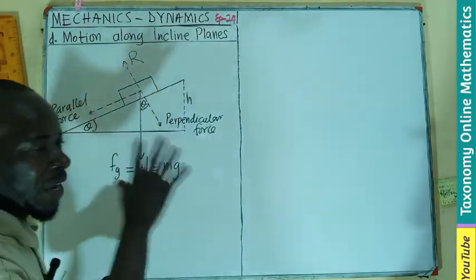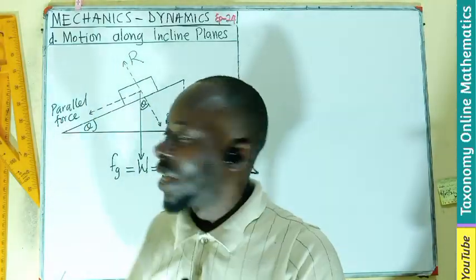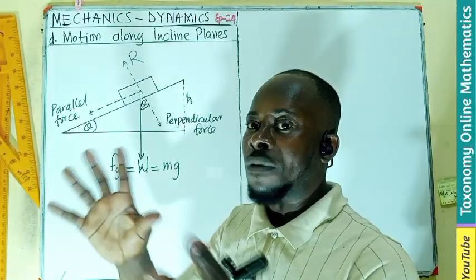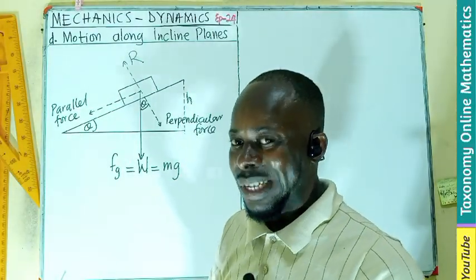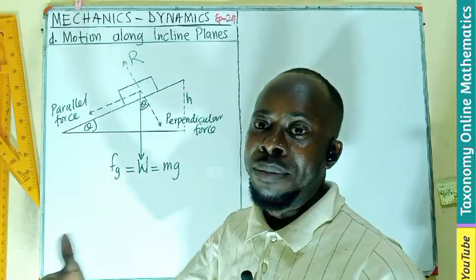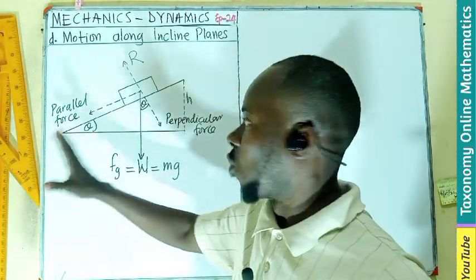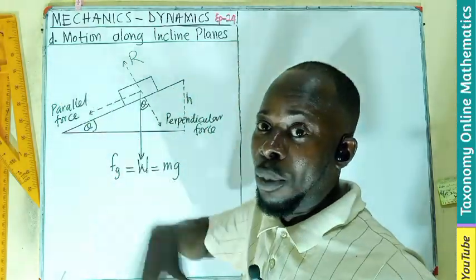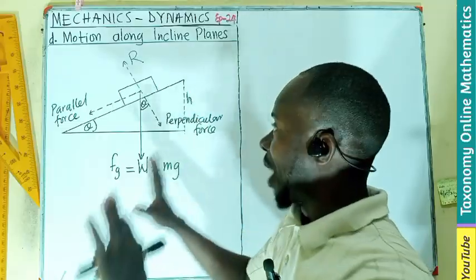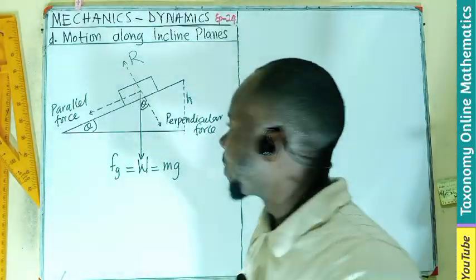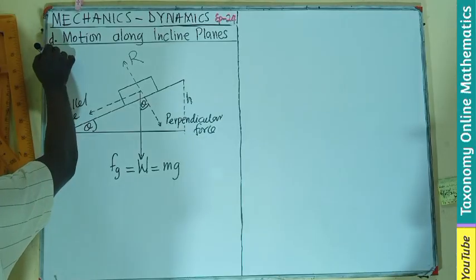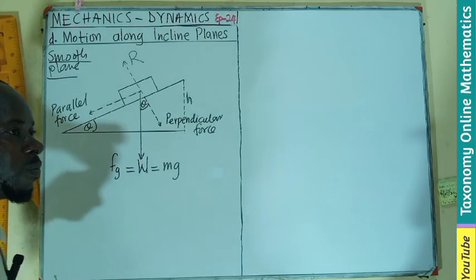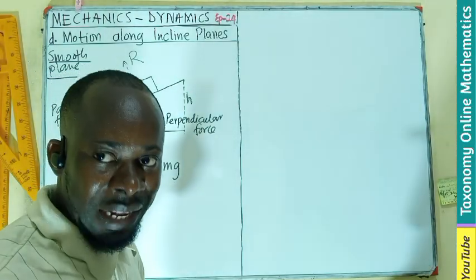With this, I am picking first the case where the plane is smooth. The plane can also be rough, but my first analyses are all going to be made on smooth surfaces. When a surface is smooth, it means that frictional force is going to be negligible. There will be no friction on the surface, so I ignore that and focus on a smooth plane. So on a smooth plane, the frictional force is negligible, right?